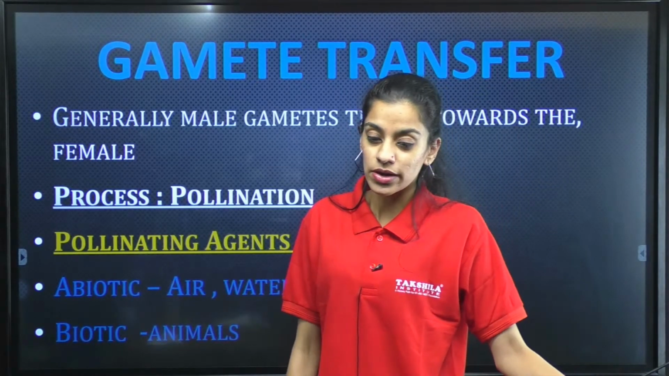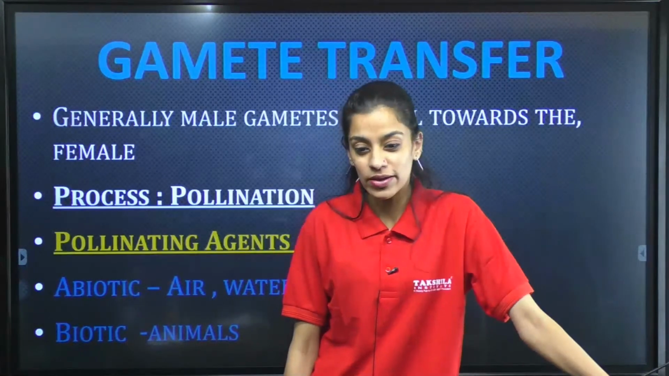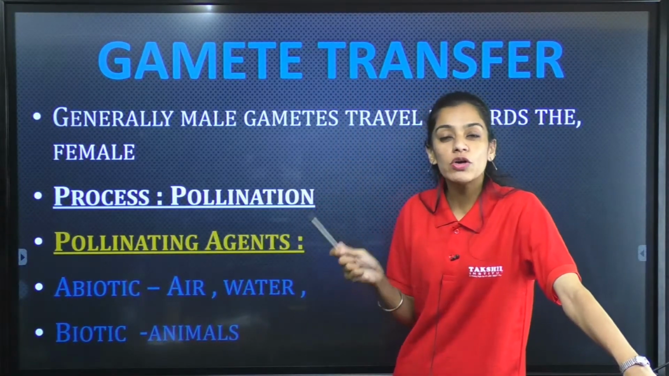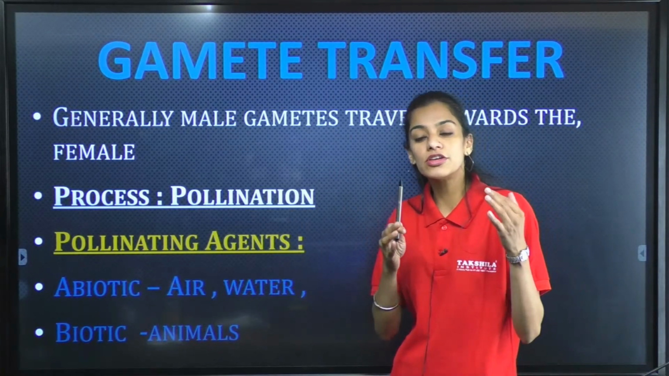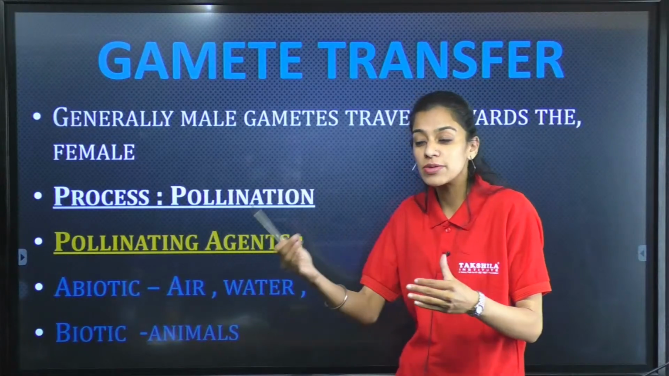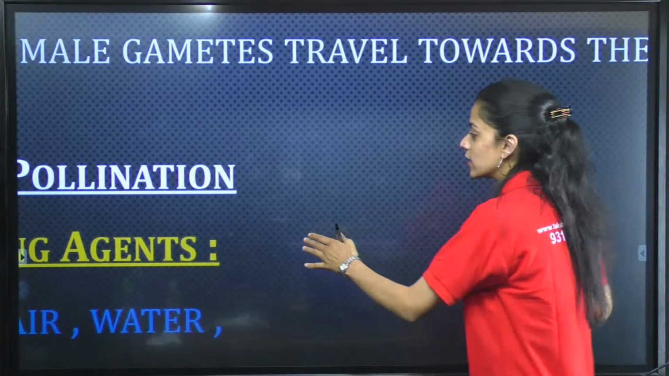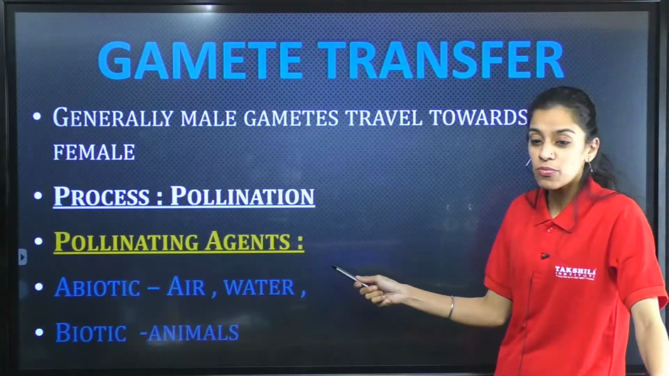Right, Ritesh, you are right. Anemophily, hydrophily is abiotic only, right? That is what I'm just going to discuss. So the process of gamete transfer, that is, जब female will be fertilized and will be connected with that of the male, that is referred to as your pollination process. And you have a number of pollinating agents.